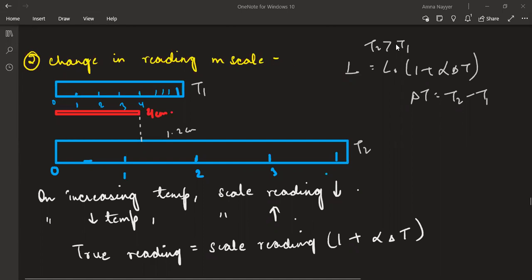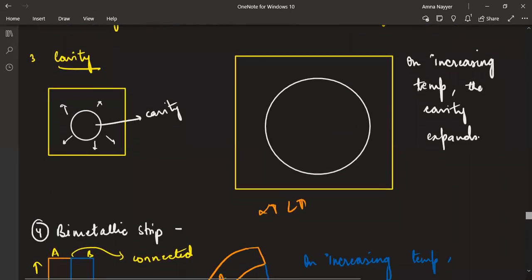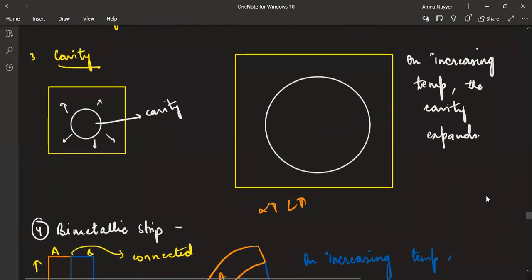Okay, now, so this was the change in the reading of the meter scale. Okay, yes, this is also one of the applications. Class, this is not so very important, but if a question comes from the application part, you have to mention the thermal expansion regarding the time also, and regarding the scale also, the improper reading that occurs when you place an object.